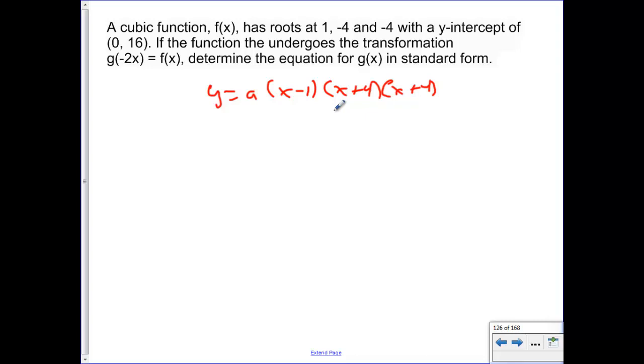Well, in that one example when the y-intercept was 0, it was another root. But it is another point on the graph, though. If we know a point on the graph, so (0, 16), what does that help me find then? A. Okay, so 16 equals a times negative 1 times 4 times 4.